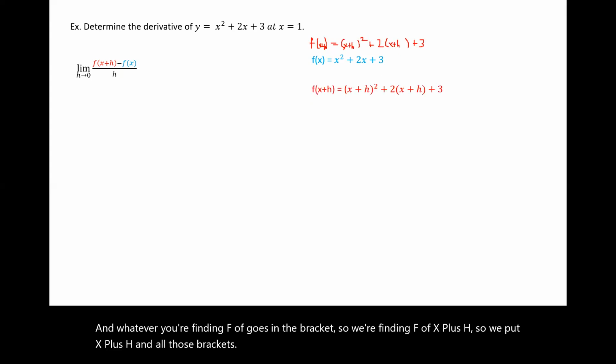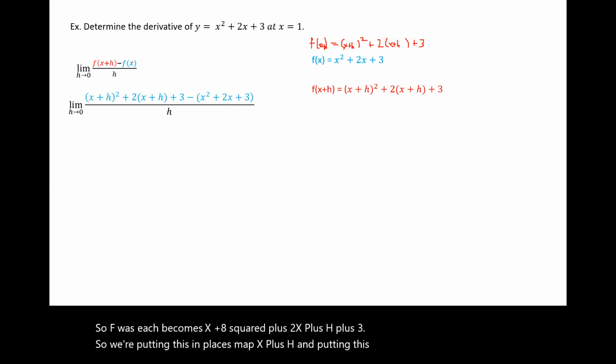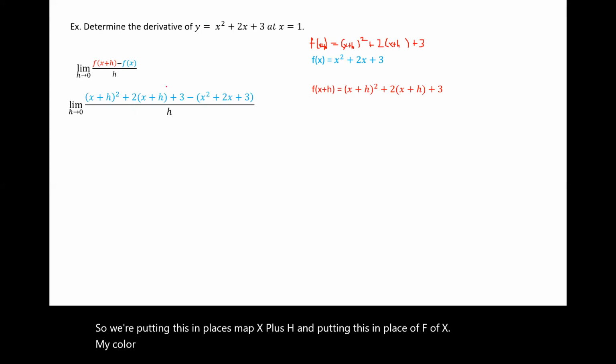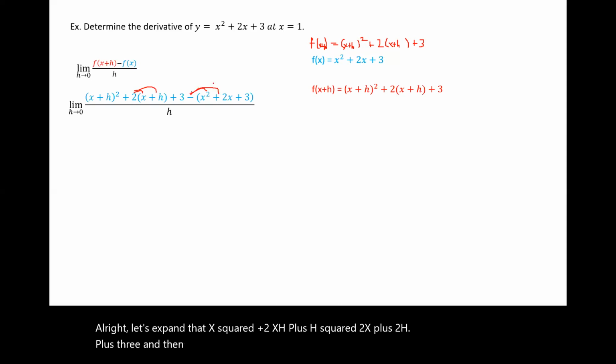So f of x plus h becomes (x plus h) squared plus 2(x plus h) plus 3. So we're putting this in place of f of x plus h and putting this in place of f of x. My color coding's a little bit off, but this is the red one. All right, let's expand that. X squared plus 2xh plus h squared, 2x plus 2h plus 3, and then we're subtracting all of those.